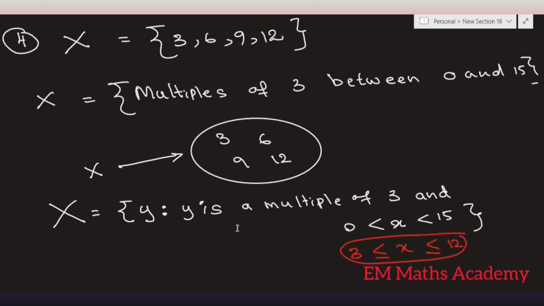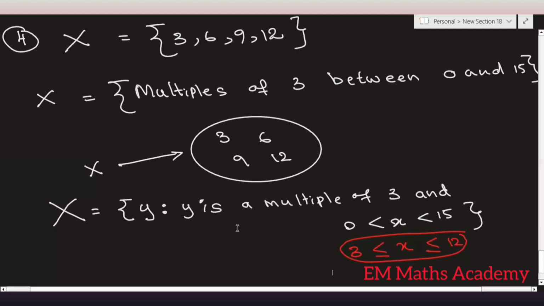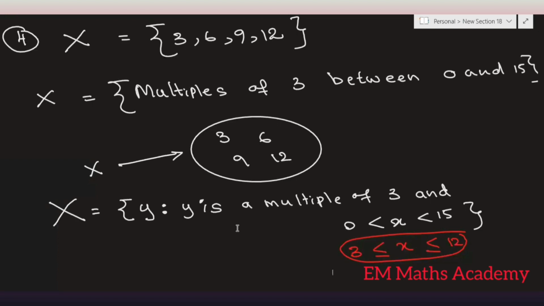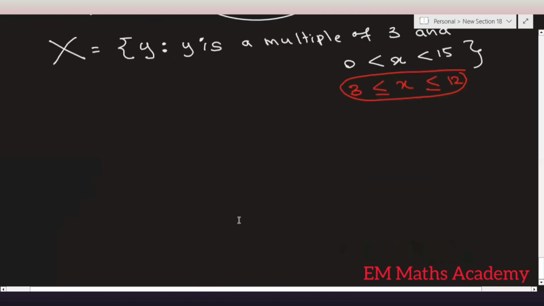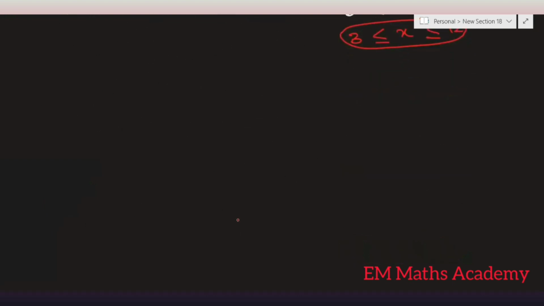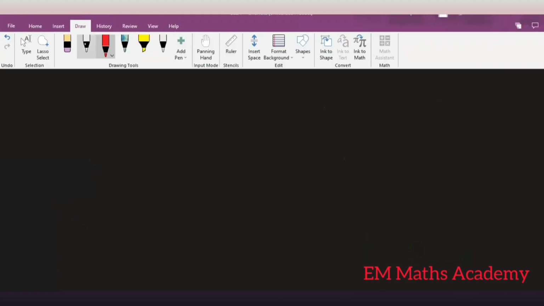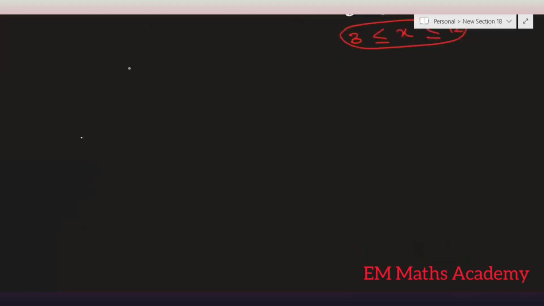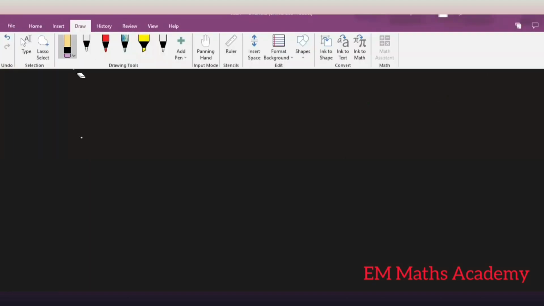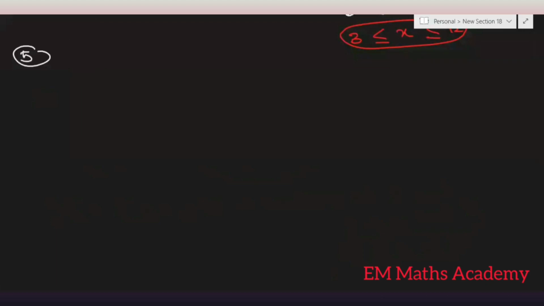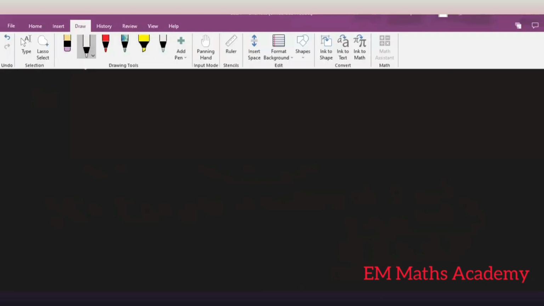Okay, I think you have understood about the methods of representing sets. I will describe two more questions. Let's move to the fifth one. A question is given in set builder method like this, where you need to identify the characteristic properly.